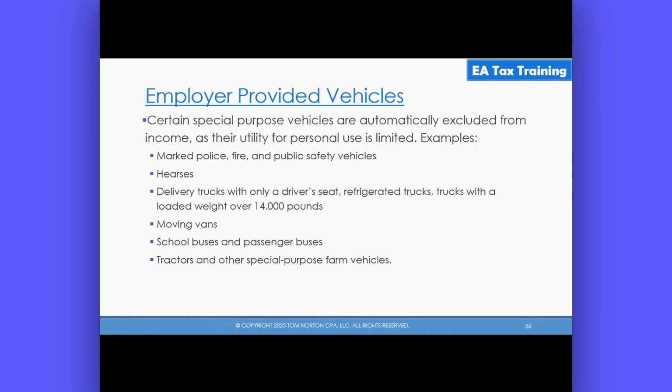There are certain special purpose vehicles that are automatically excluded from income, so you don't have to worry about any of this. And it's because their utility for personal use is limited. So some examples of this are marked police, fire, and public safety vehicles, hearses, certain delivery trucks that you see listed here, moving vans, school buses and passenger buses, and tractors and other special purpose farm vehicles. For any of those, since they really can't easily be used off duty for personal purposes, you do not have to include any of the amounts in the employee's income.